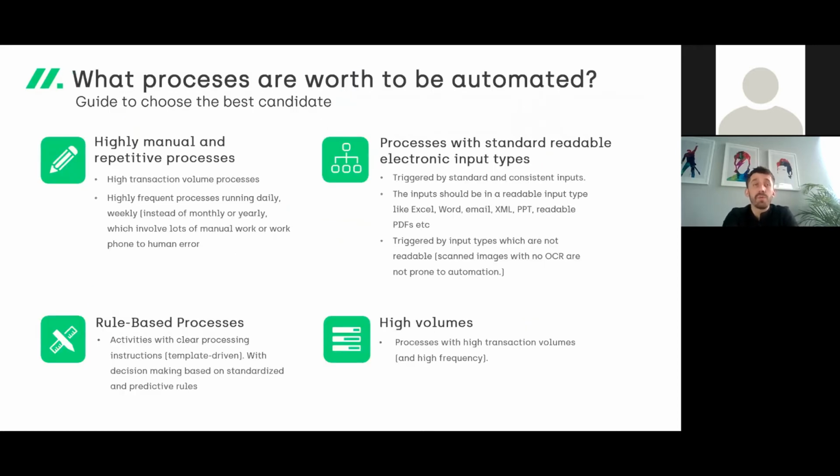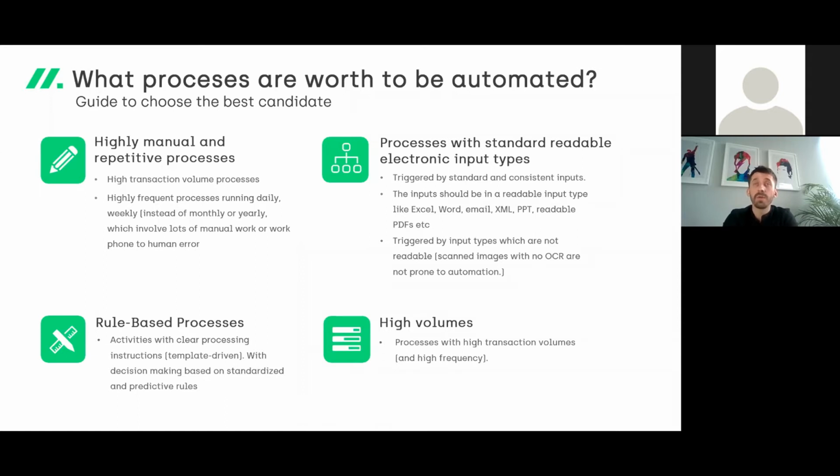So the next step is which processes are worth automating. Now I will tell you about some elements which we should consider before starting the robotization of a particular process. First of all, we should consider highly manual and repetitive processes, which means processes with a high volume of transactions, and processes which are quite frequent, running daily or weekly.